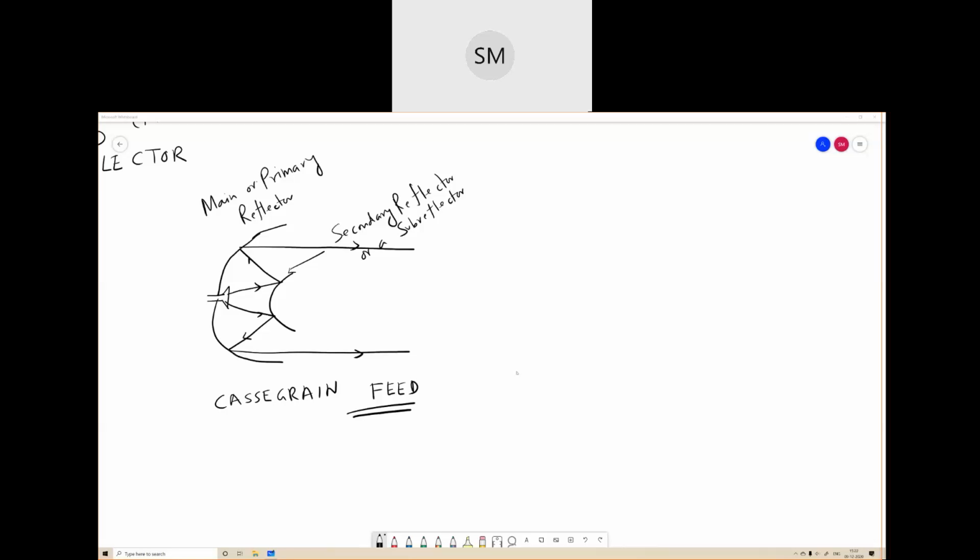For Cassegrain feed antennas, there are two reflectors and one feed. The main feed is at the center of the primary reflector. The primary reflector is parabolic in shape. Okay, this is parabolic. There is also a secondary reflector which is hyperbolic.